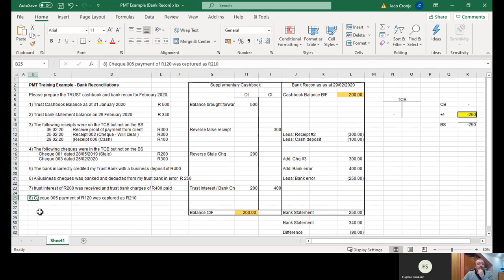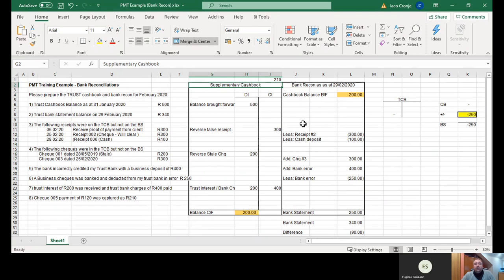And then we get to check number 5, payment of 120 Rand was captured as 210 Rand. So that means we made an error because the actual payment was 120 Rand, but we captured it as 210. So that means in my original cash book up there, I had an entry on the credit side to the value of 210 Rand. So what's the rule when it's our mistake?